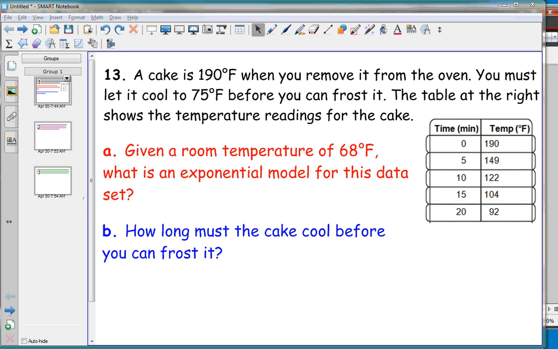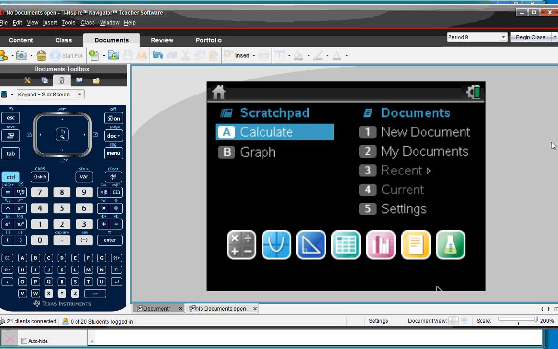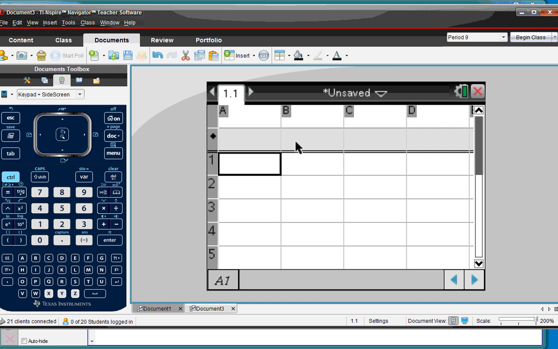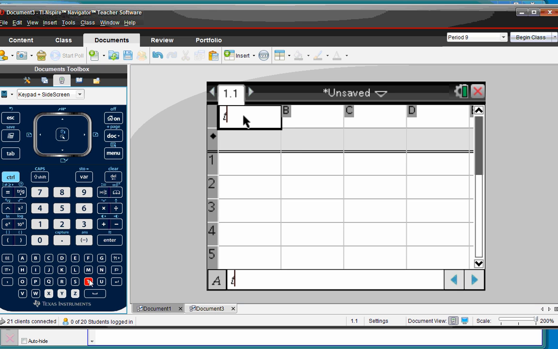So what you're going to do is come over here to your graphing calculator and create a new document. That new document is going to be lists and spreadsheets. The reason is because you actually want to put that data into a lists and spreadsheets document so that you can then put it into a calculator. Do we understand that?